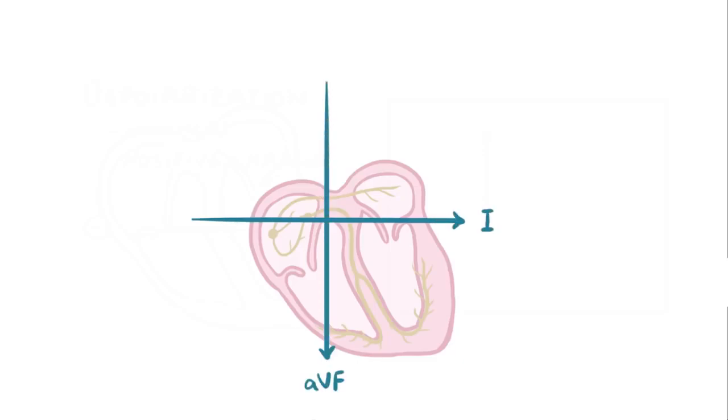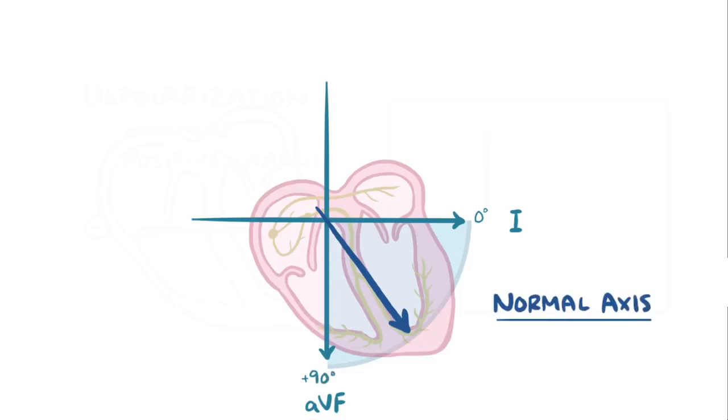So to figure out the direction of the axis, we can start by looking at lead 1 and AVF. Lead 1 moves from right to left across the heart, so anything pointing to the left will be positive in lead 1. AVF, on the other hand, points downward, so any vector pointing downward will be positive in AVF. Looking at our overall vector from before, it's pointing both down and to the left, both positive, so it's in the bottom left quadrant between 0 and plus 90 degrees. And that's a normal axis.